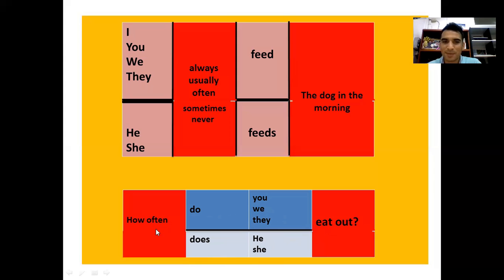Third person. Yes, very good. How often does he and she eat out? How often does, for he and she? Do for you, we, they, I. Does for he and she. Please don't forget. Eat out.